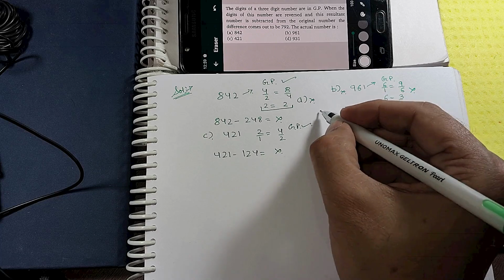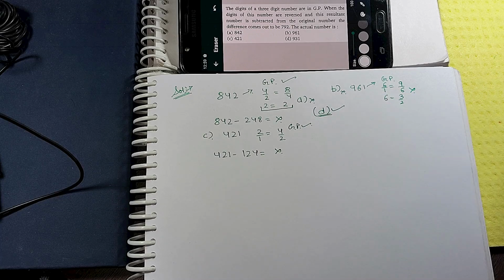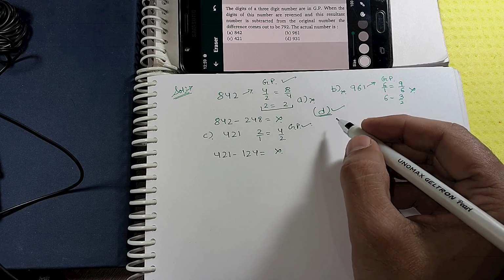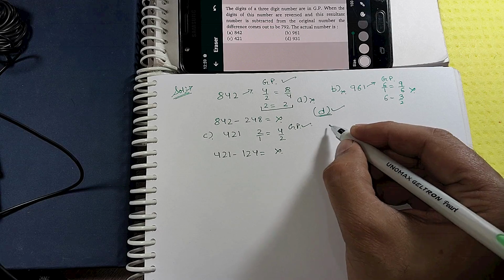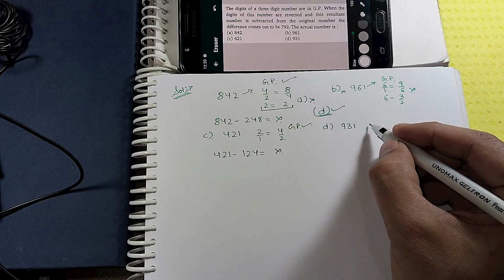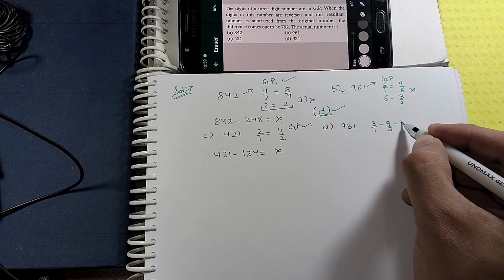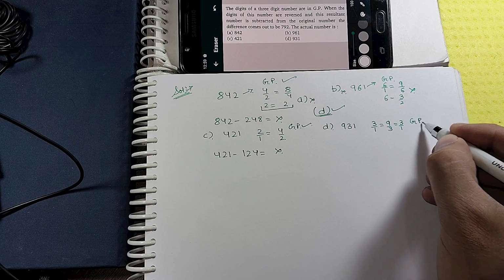So we'll mark option D. This kind of approach is called eliminating the wrong ones. Right? Now, for the sake of the question, we will try 931, which is option D. Now the ratio is 3 by 1 equal to 9 by 3. 9 by 3 is also equal to 3 by 1. So the GP ratio is equal.